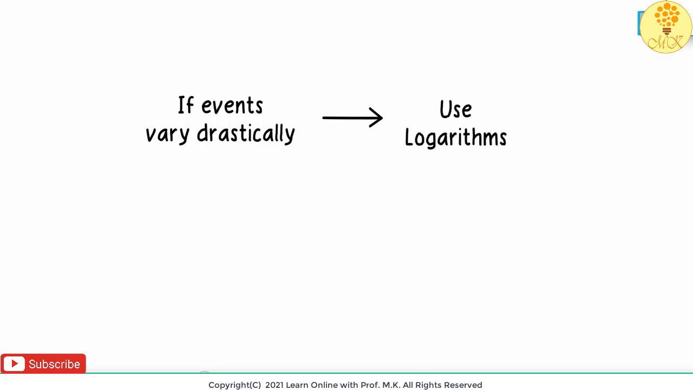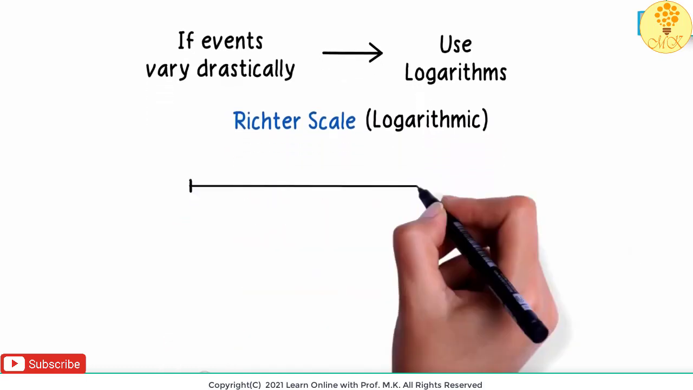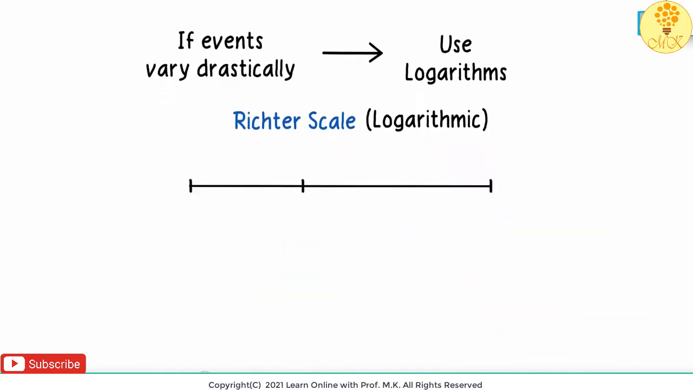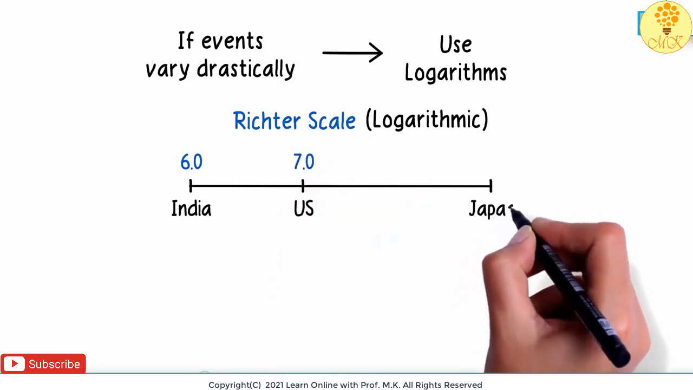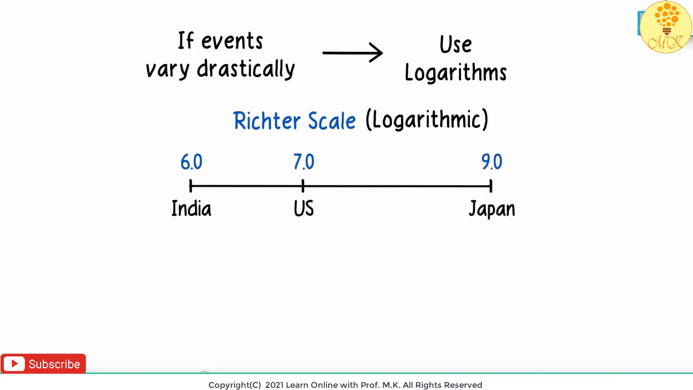And a very common example of that is the Richter scale, which is used to measure earthquakes. It uses a logarithmic scale. To understand this, let's talk about the earthquakes that happened in 3 different countries. In India, there was an earthquake that registered a 6.0 on the Richter scale. In the US, there was an earthquake that registered 7.0, and Japan had an earthquake that registered a 9.0 on the Richter scale. Now what does this really tell us?